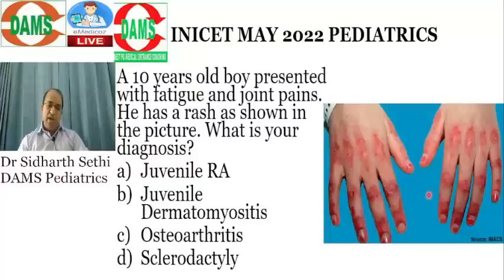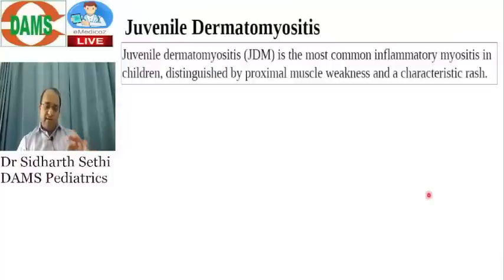Then they showed you a child with fatigue and joint pains, and they showed you a rash over his metacarpal joints and fingers. What is your diagnosis? This is a classic case of juvenile dermatomyositis.